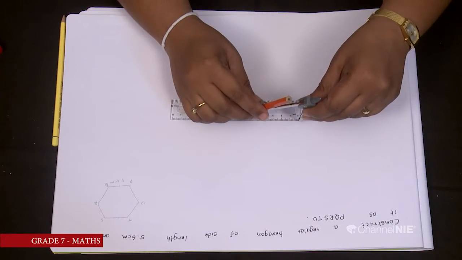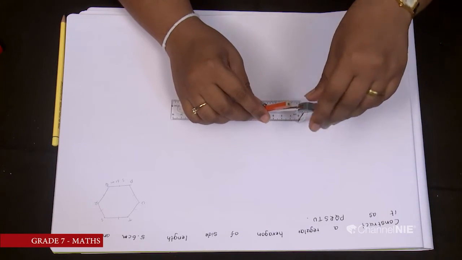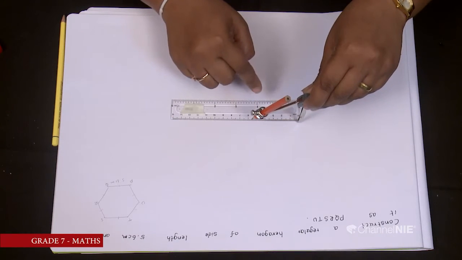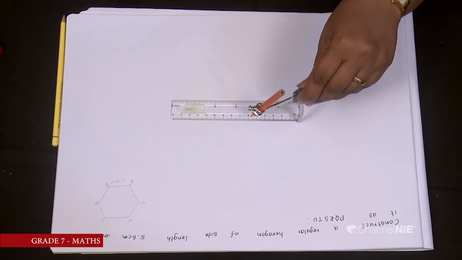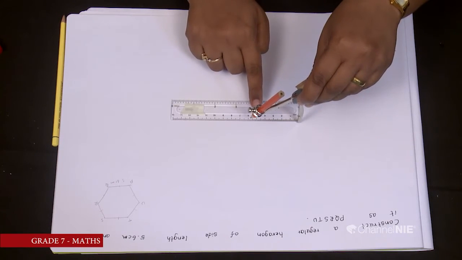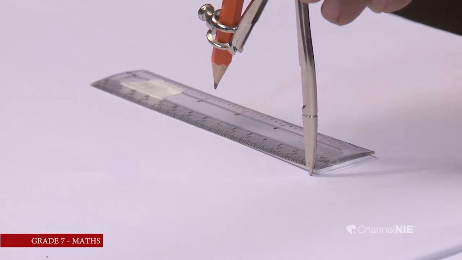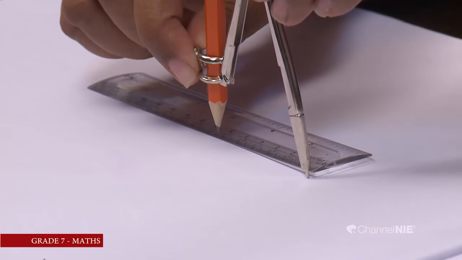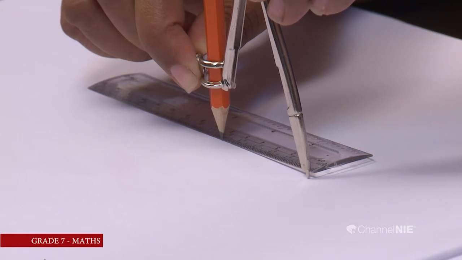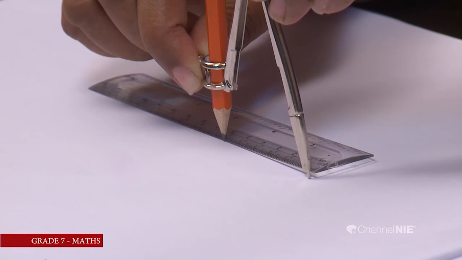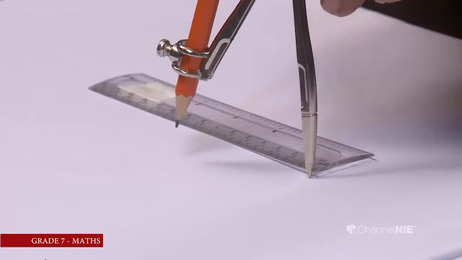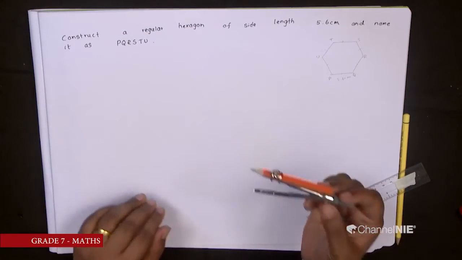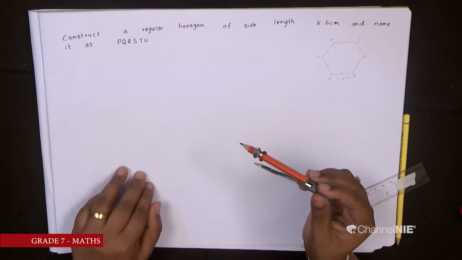So, once again, place the tip of your pair of compasses on 0. Then the tip of your pencil on 5.6 centimeters. Here you can see 5 centimeters. So, count 6 points from that, then you can find 5.6 centimeters. So, place the tip of the pencil there. Right. Now, you have got 5.6 centimeters to your pair of compasses.